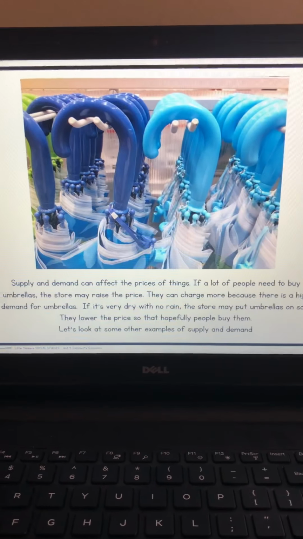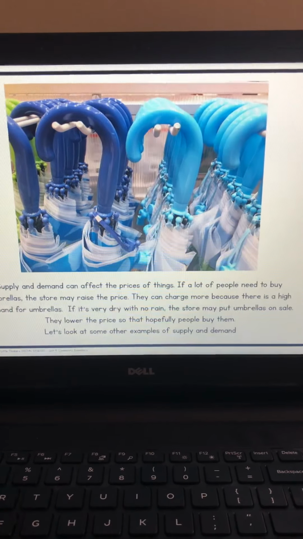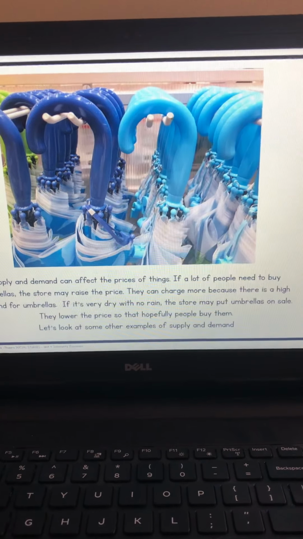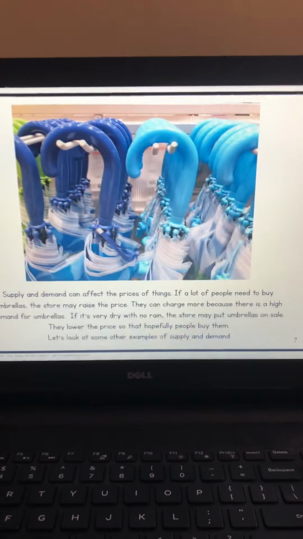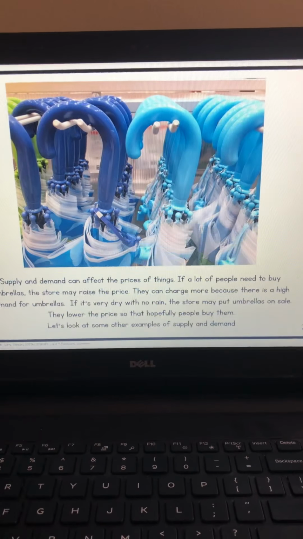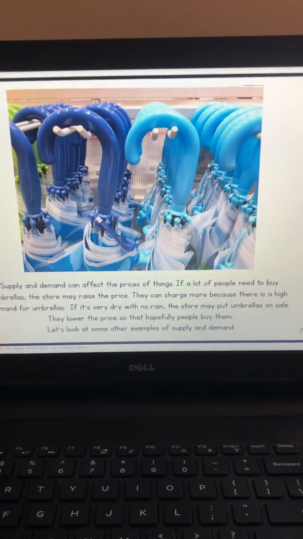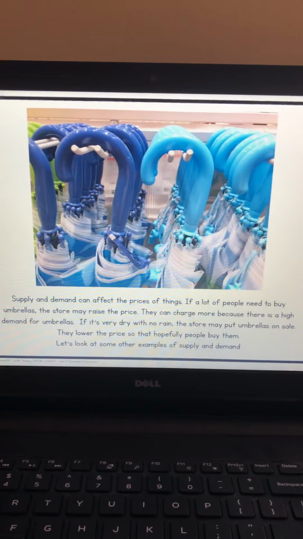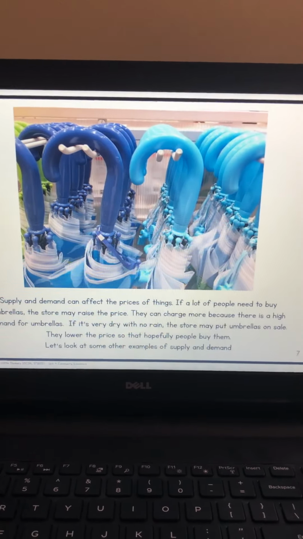Now pretend it's dry outside with no rain. The store might put umbrellas on sale. What that means is that the umbrellas would be cheaper. If it's not raining out, people don't really need umbrellas, so you might not see people buying umbrellas. So to try to get people to buy more umbrellas, they might make the umbrellas cheaper, less money, because people might buy the umbrella even if it's not rainy, but if it's a really cheap umbrella, then people might buy it.